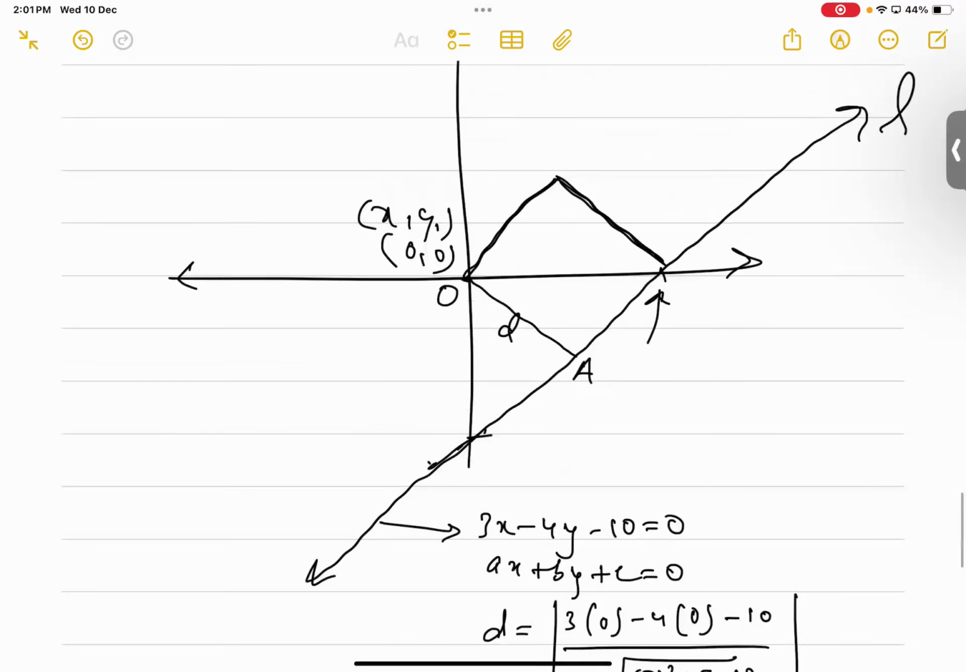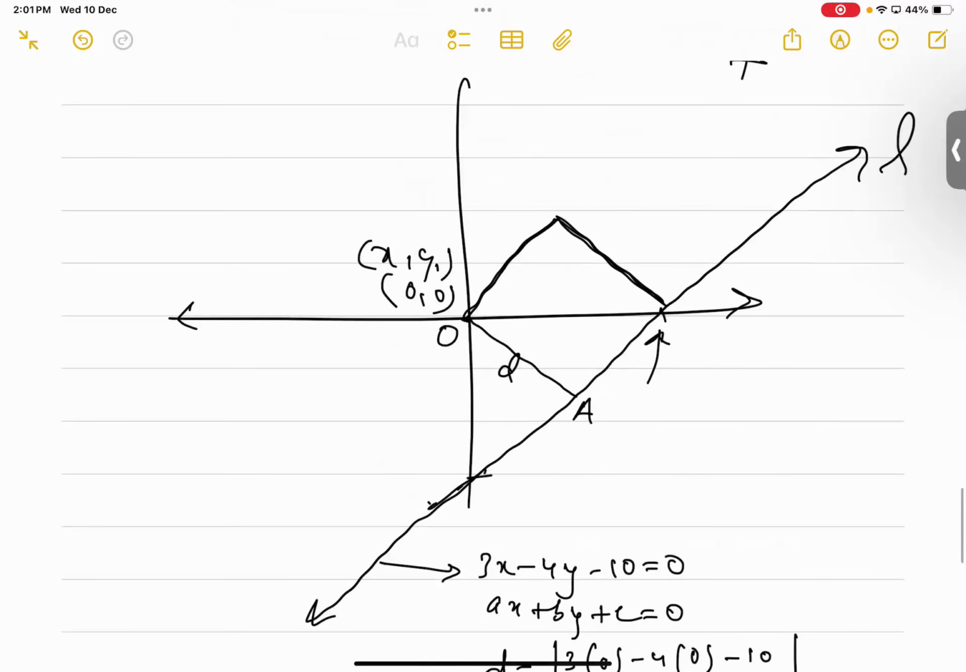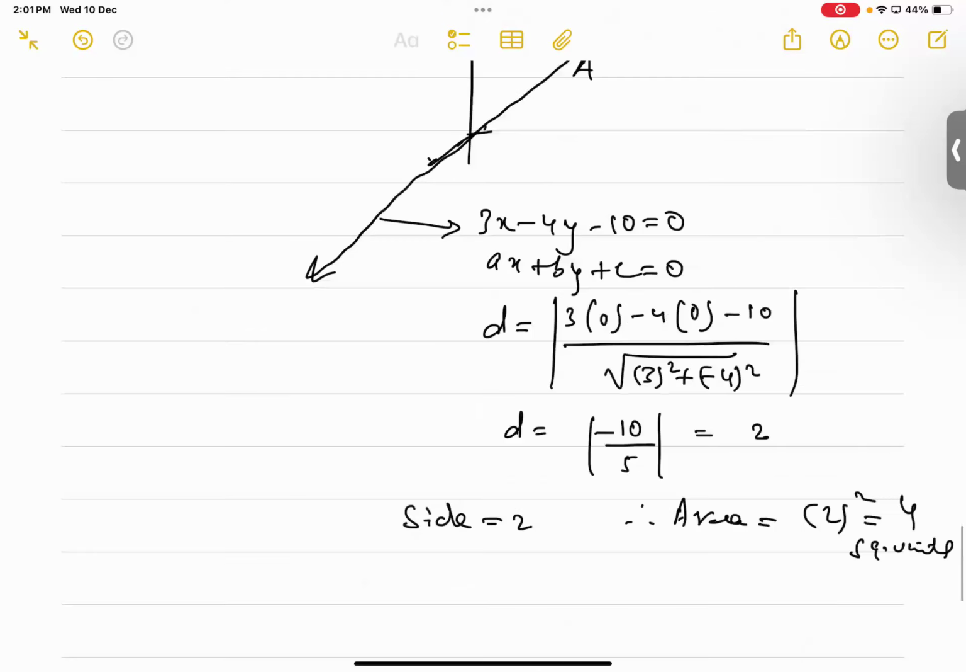Okay. So in a nutshell, this diagram was not required, but we need to have a proper understanding of the problem.